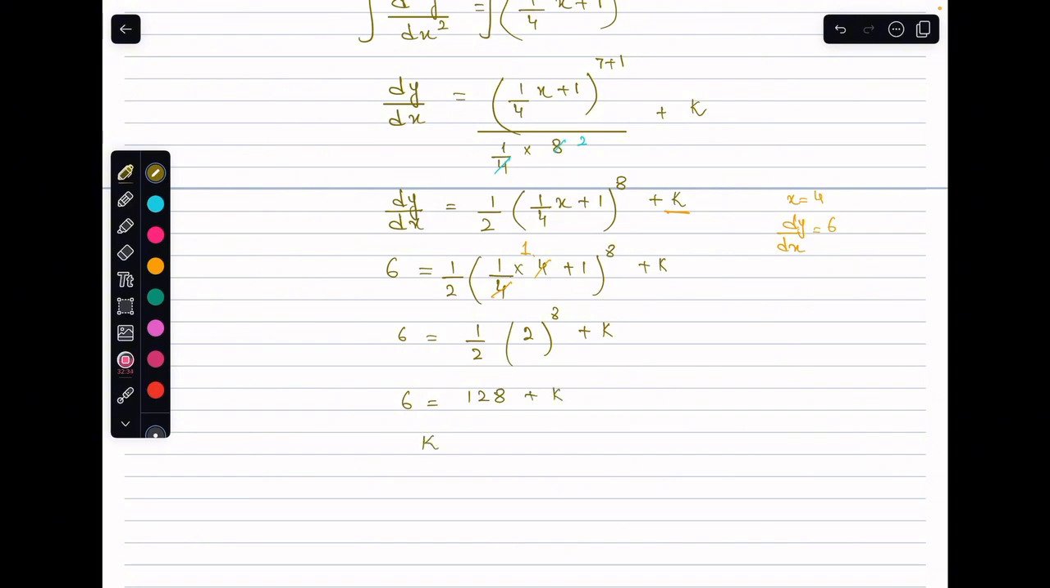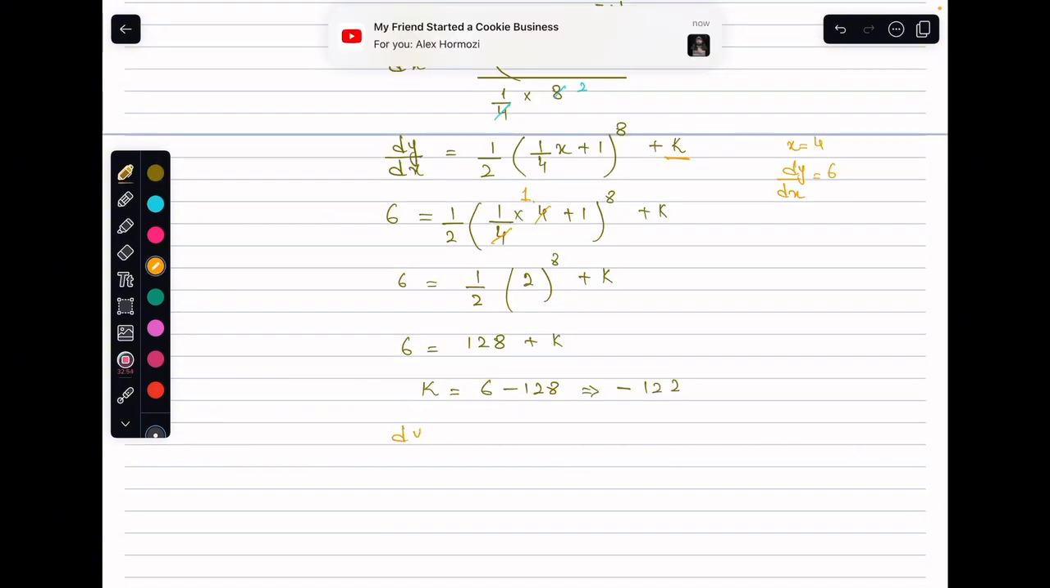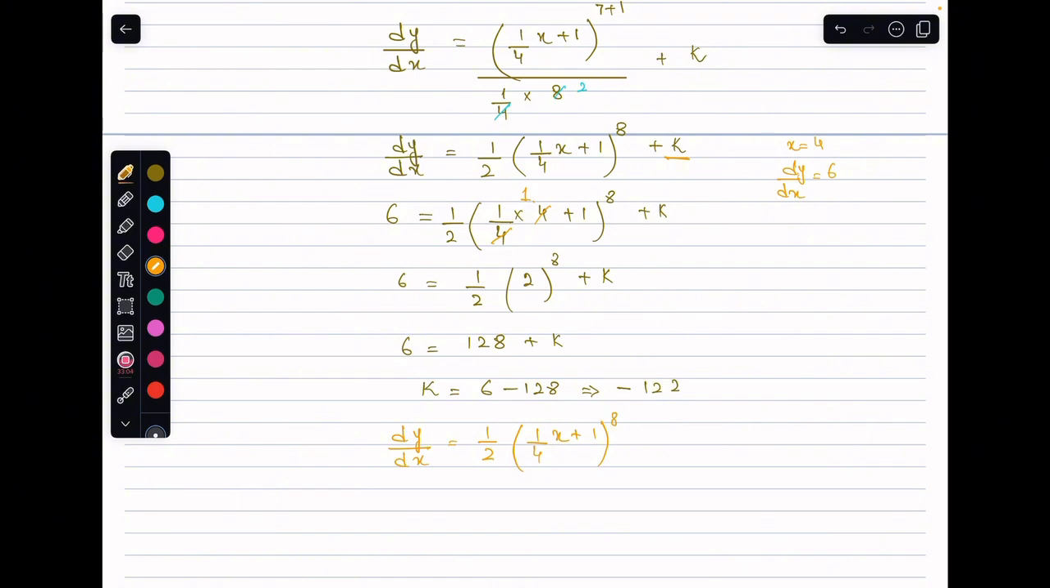So the k value then is going to be 6 minus 128, which is equal to negative 122. My dy by dx here is going to be 1 by 2 times (1 by 4x plus 1) to the power 8, and with this k value substituted, this becomes negative 122. So I have obtained from the second derivative the first derivative, or the gradient equation for this curve.